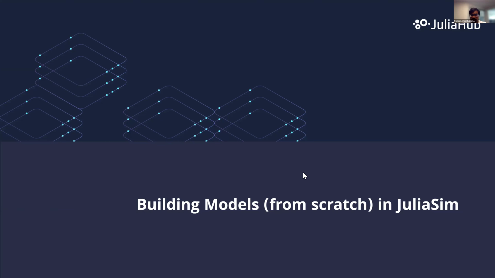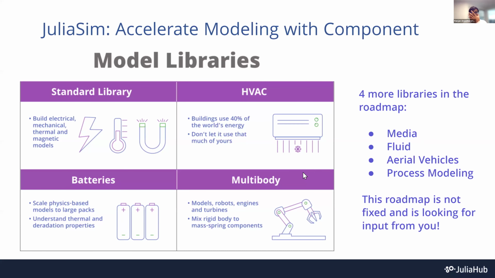So how exactly might one start building these models in JuliaSim? We have a fairly rich model library of standard components. As I said earlier, we have a standard library. We have specialized HVAC components, battery components, multi-body components, and we have a number of libraries in the works as well, which are listed over here.